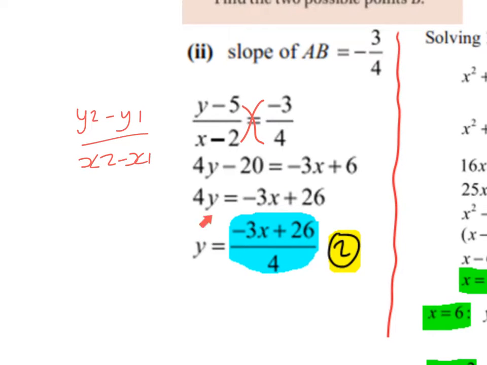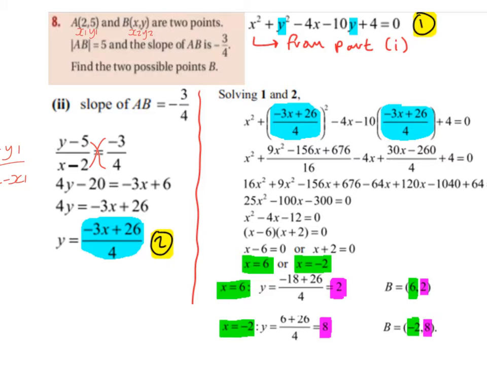So now we have y on its own. Remember, in part 1, we worked out equation 1 to be x squared plus y squared minus 4x minus 10y plus 4 is equal to 0. So this was equation 1 from the previous slide. Now we're going to take the second equation that we have, where we got y on its own, and we're going to substitute that into the first equation.